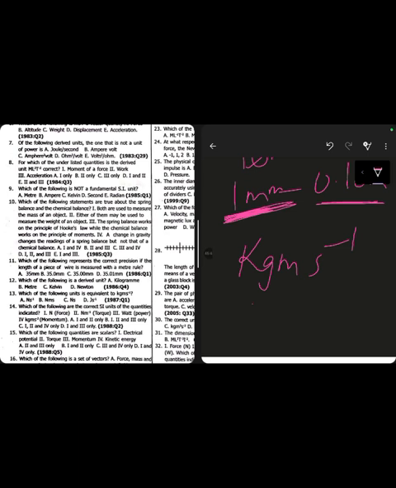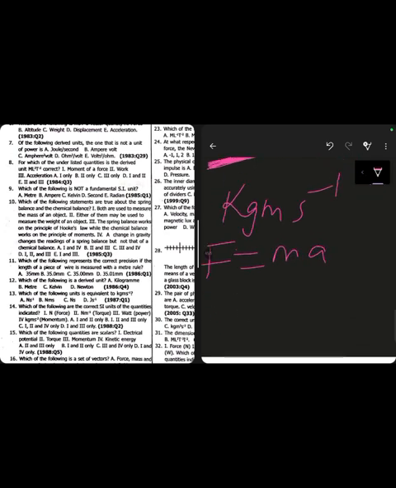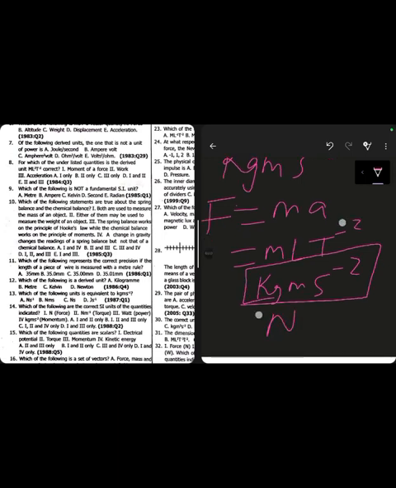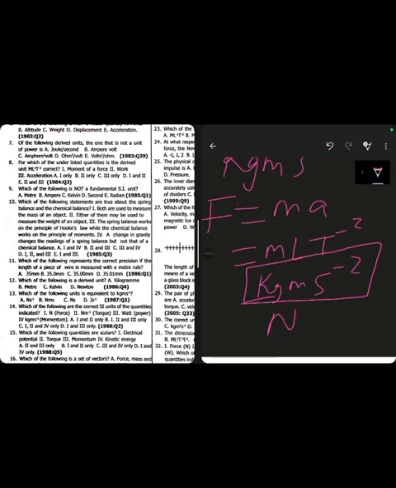Now don't forget, force is mass times acceleration, right? For force we got the dimension as M L T to the power minus 2, where mass is in kilogram, length is in meters, time is in seconds. So this alone is called Newton. So 1 Newton is kilogram meter per second squared.